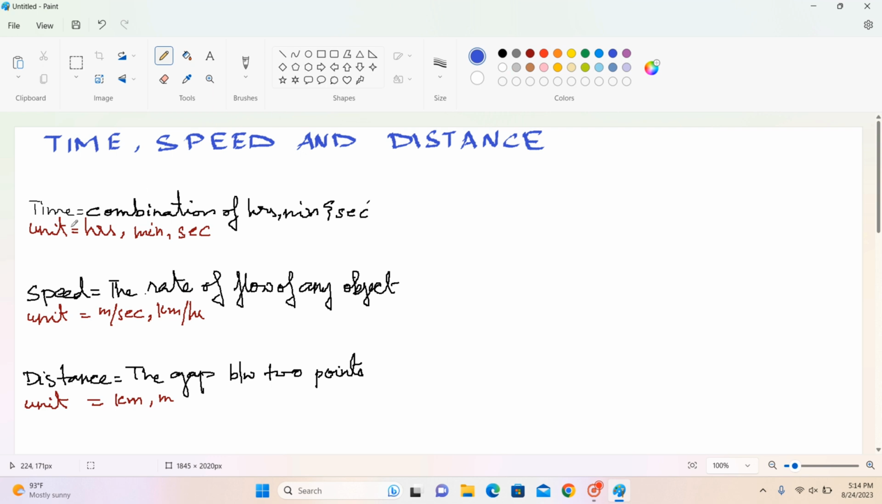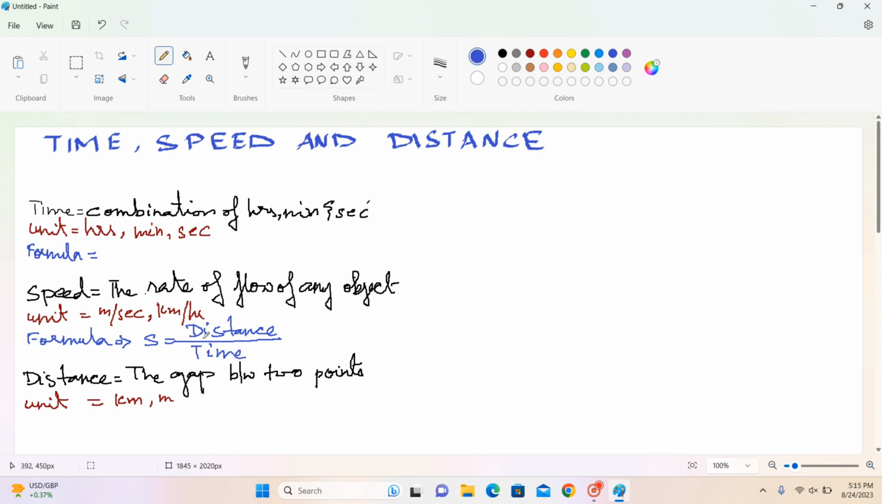Next, how to calculate the time. So let's see the formula. First, I'll tell you the formula for speed. See, speed, you can get the formula from the unit itself. What is the unit? Meter per second. So meter is whose unit? Distance. So write distance at the top. So it's distance divided by seconds, which is whose unit? Time. So thus we have got the formula: speed is equal to distance by time.